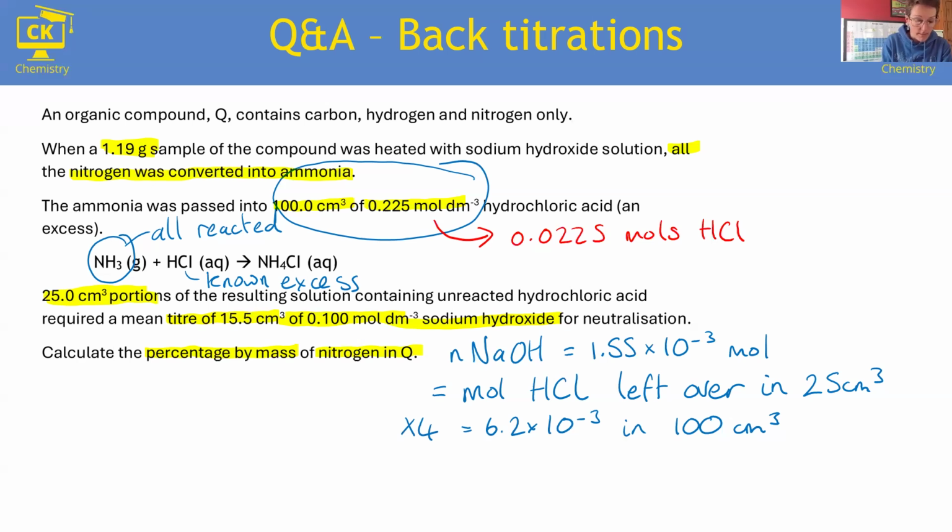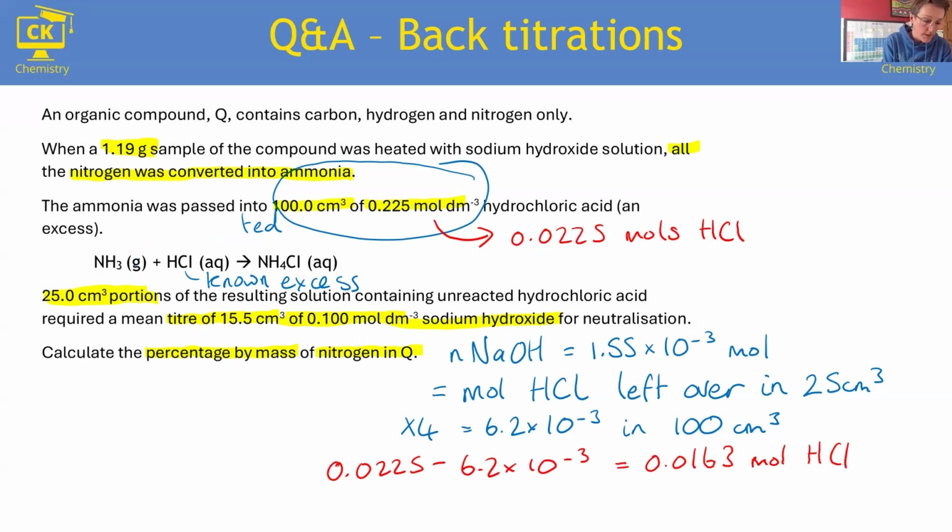Now I'm going to find the difference. 0.0225 minus 6.2 times 10 to the minus 3. So that's the moles that I had at the start, take away the moles that was left, and I found that out through titration. That gives me 0.0163 moles of HCl.